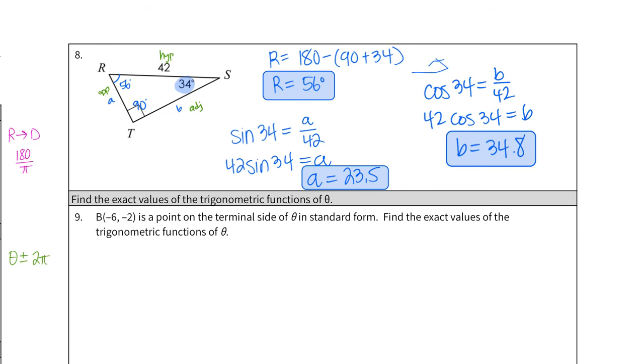Okay, next one. So this is a triangle. All the triangles have positive angles, and they're always going to be acute, but not all angles are positive and acute. There's negative angles, there's obtuse angles. So this next question is finding the exact values of any angle.